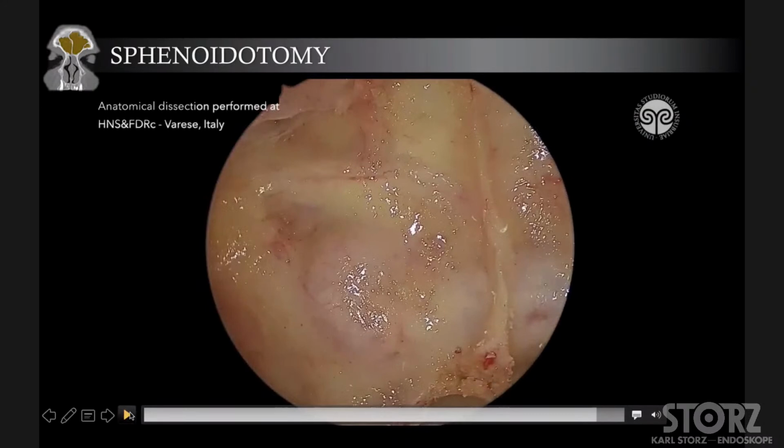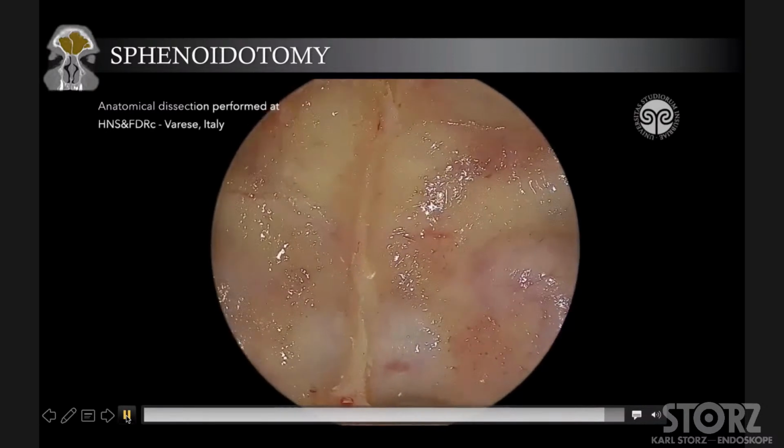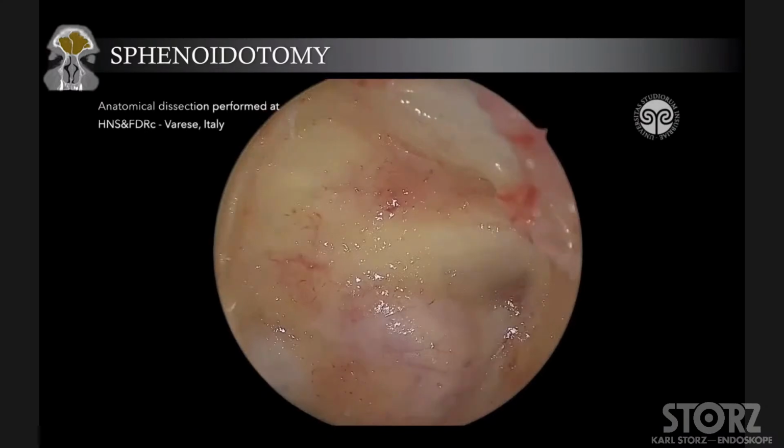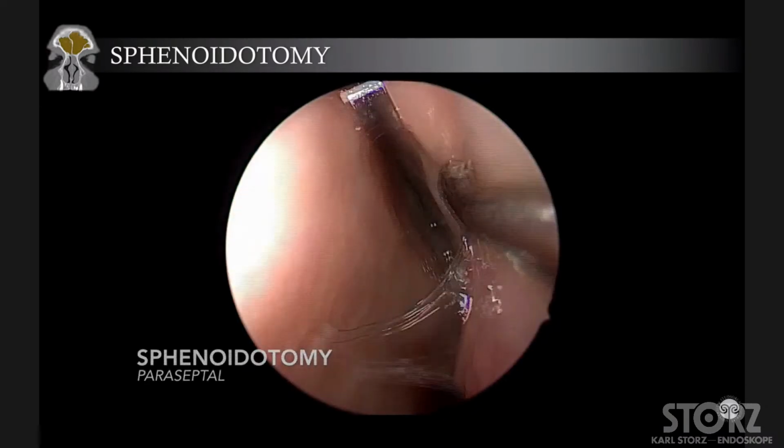Carotid artery is quite visible. You can see optic nerve, medial optocarotid recess, lateral optocarotid recess, internal carotid artery, medial cranial fossa. Okay, and this is quite visible. Okay, so we can see also in live surgery.